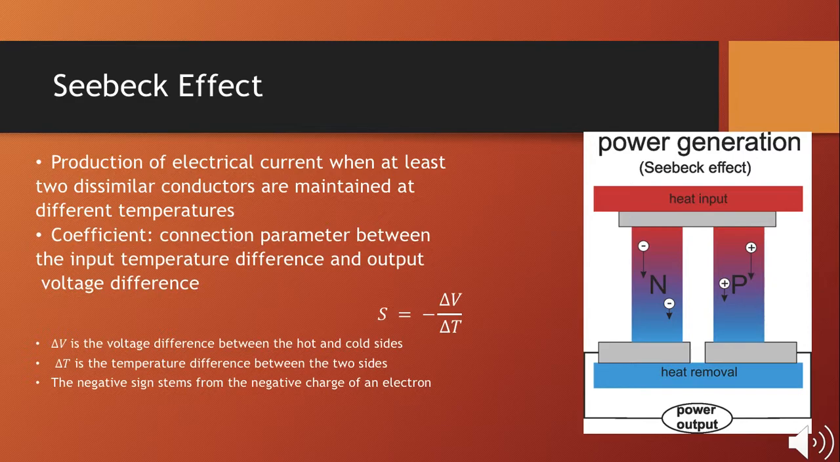And the Seebeck effect actually has a coefficient, and this is the connection parameter between the input temperature difference and the output voltage difference. So there it is on the screen. Delta V is the voltage difference, delta T is the temperature difference, and the negative sign stems from the negative charge of an electron and the way that it moves throughout the generator.